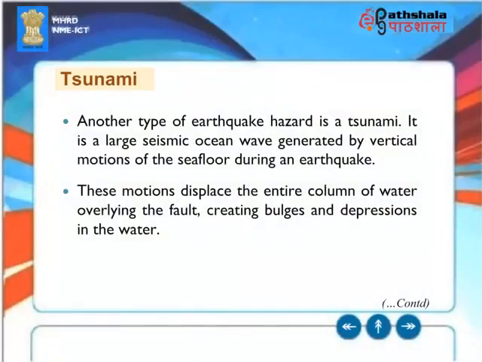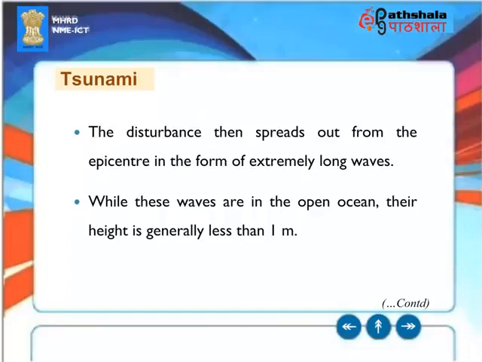Tsunami. Another type of earthquake hazard is a tsunami. It is a large seismic ocean wave generated by vertical motions of the seafloor during an earthquake. These motions displace the entire column of water overlying the fault, creating bulges and depressions in the water. The disturbance then spreads out from the epicenter in the form of extremely long waves. While these waves are in the open ocean, their height is generally less than 1 meter.